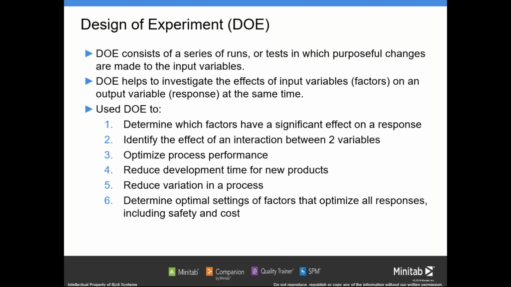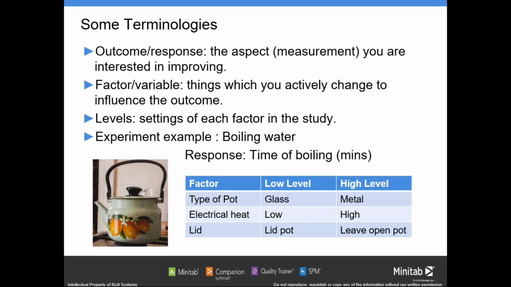or to identify the effect of an interaction between two variables, or you want to optimize your process performance, or reduce development time for a new product, or reduce variation in a process, or determine the optimal setting of factors that optimize all responses, including safety and costing.